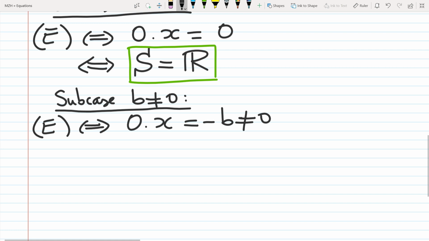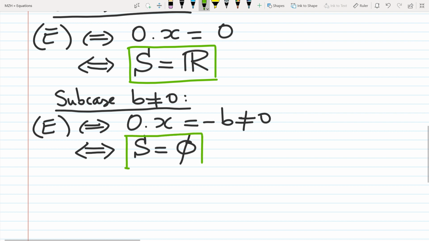So in that case, there is no real number that we multiply by 0 and gives us a non-zero number. So there is no number that actually satisfies this equation. There's no x that satisfies this equation. And therefore, the set of solutions to this equation is actually the empty set. Again, if you're not familiar with these notations of sets, we're going to have plenty of opportunities later to discuss set theory and all matters related to that.